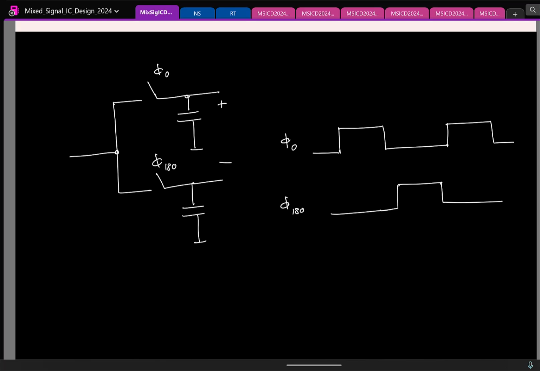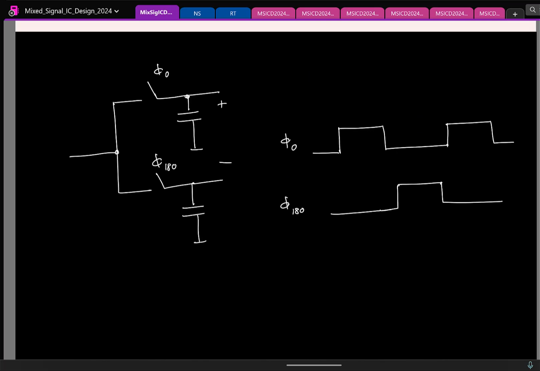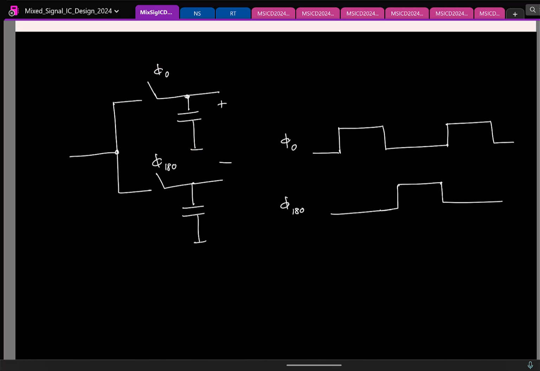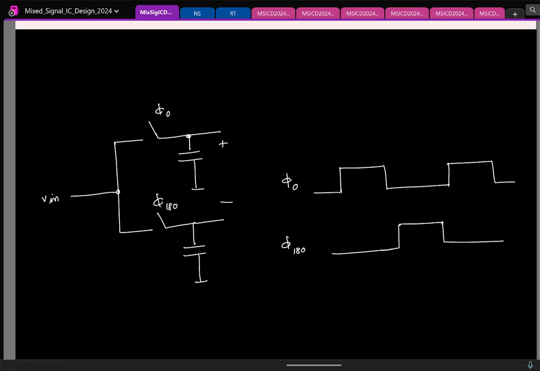Is that fine? Another reason is, if I had one branch, I get some conversion gain. Now I am using two branches and getting an output differentially. What do you expect the conversion gain to be? Double, right? I will give it as a problem, you can work it out, but that's what happens. Again, you come up with something new, you first give it a name. So this is called a single balanced mixer.